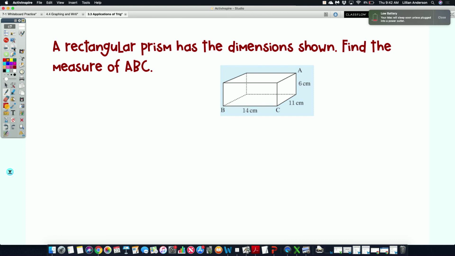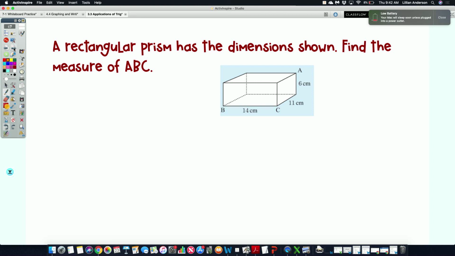A rectangular prism has the dimensions shown. You're going to find the measure of ABC. Now, a rectangular prism means that every edge of that prism intersects to form a right angle. The only ones that don't are the ones that you draw in yourself.